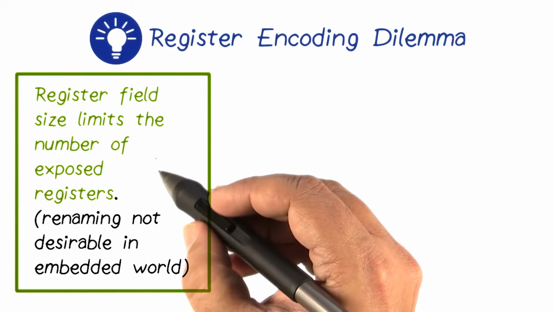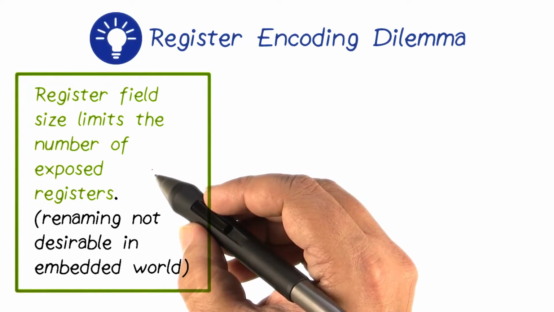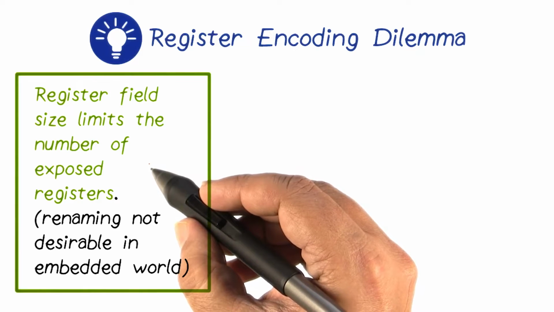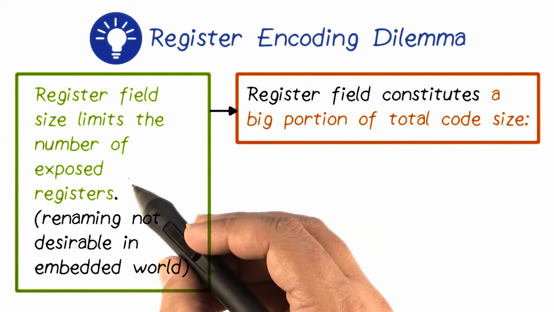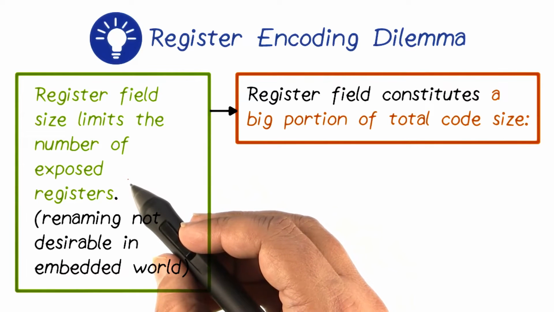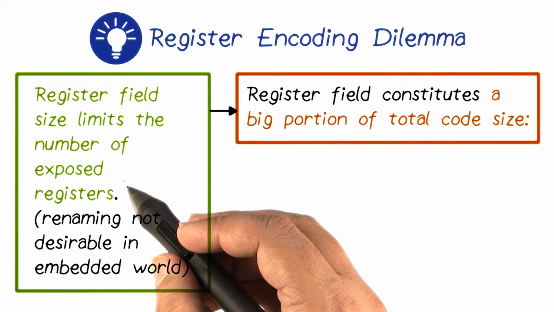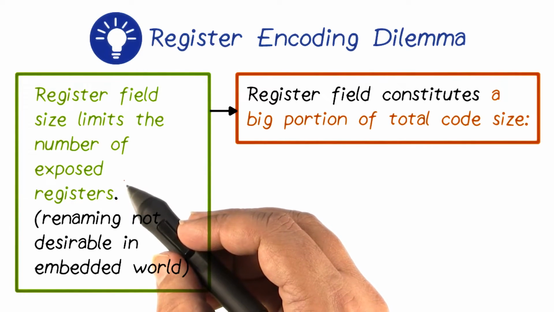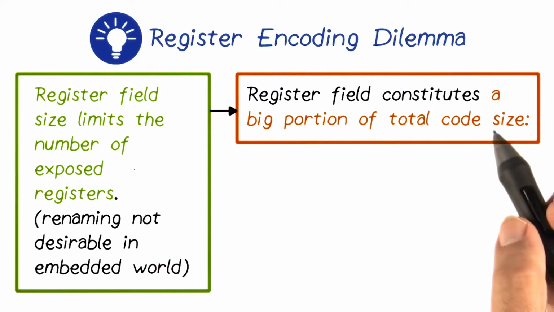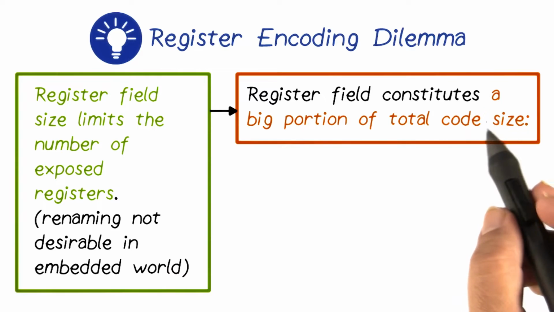The number of registers that are exposed in embedded systems is many times very small in many of the ISAs, and that's because the operand field does not have many bits available to encode so many registers. If you consider, for example, 2 operands to be part of an instruction, which is very typical, and you allocate 4 bits, then you can at most have 16 registers exposed. So you'll have 4 bits for one operand field, 4 bits for another operand field. So 8 bits are already taken away, and if your instruction width is small, this is typically what you would do. So the register field constitutes a big portion of the total code size.